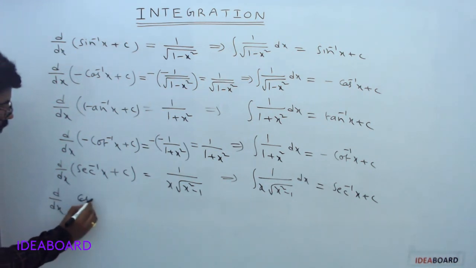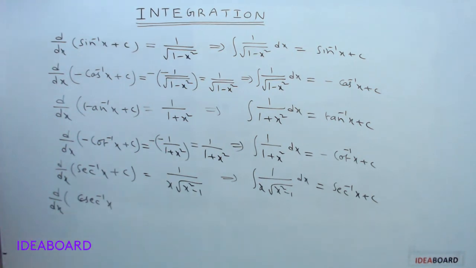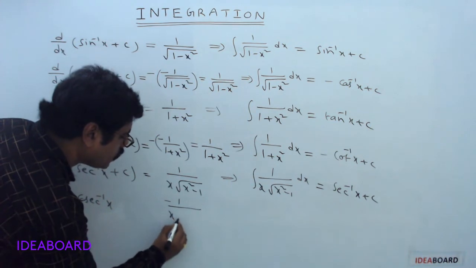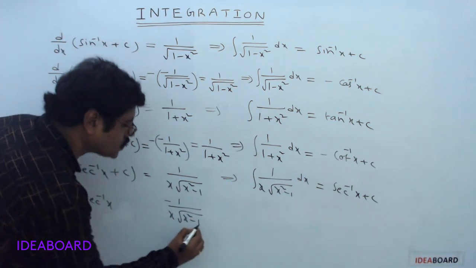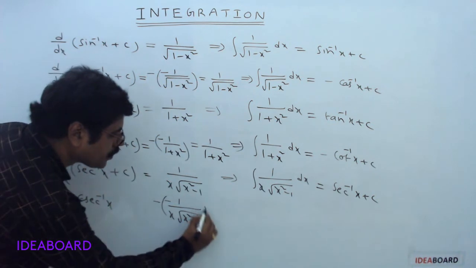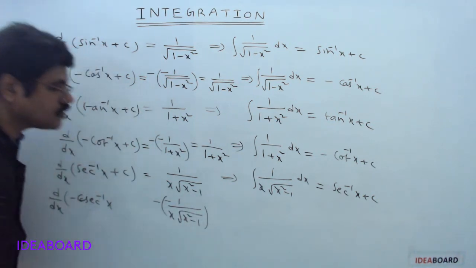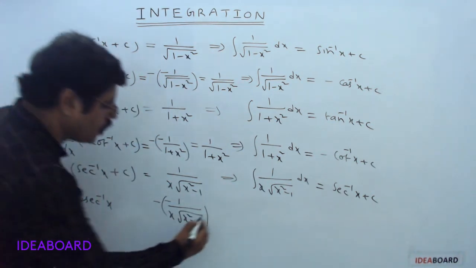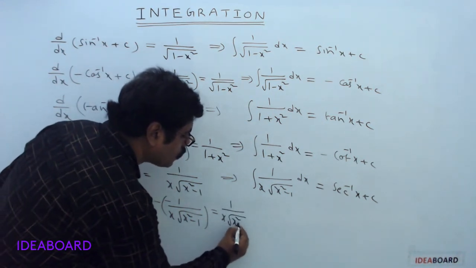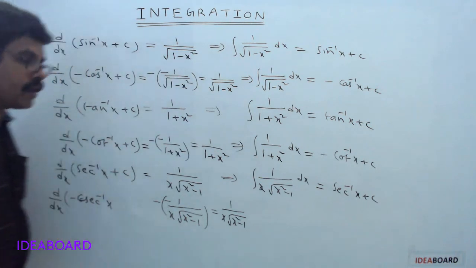Derivative of cosecant inverse x. What is the derivative of cosecant inverse x? That is minus 1 by x into root of x square minus 1. What is the derivative of minus cosecant inverse x? That is minus of minus 1 by x into root of x square minus 1. It is 1 by x into root of x square minus 1.